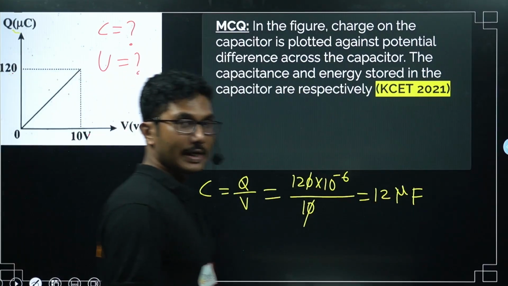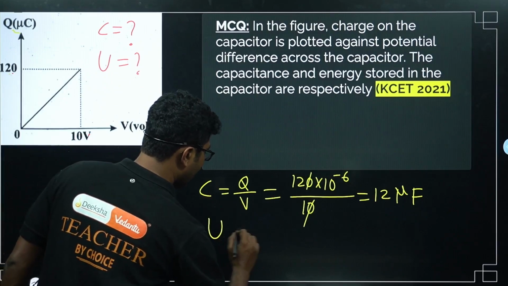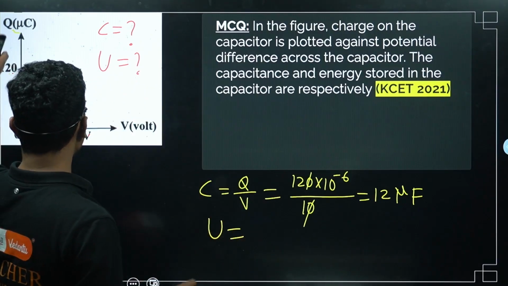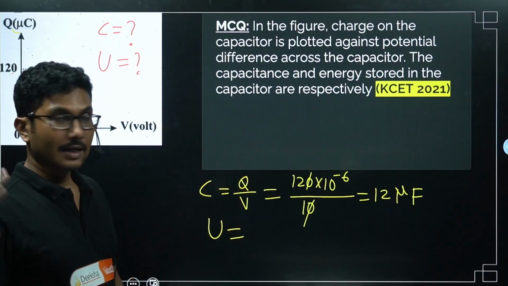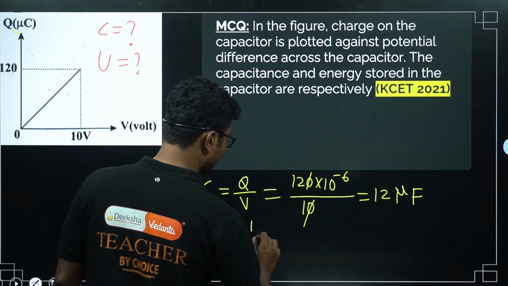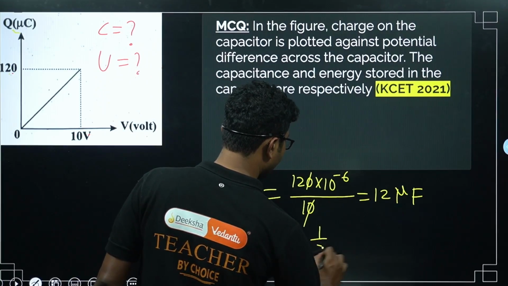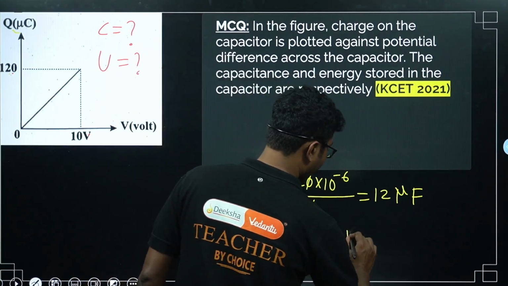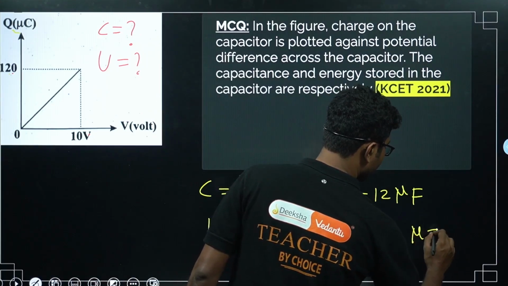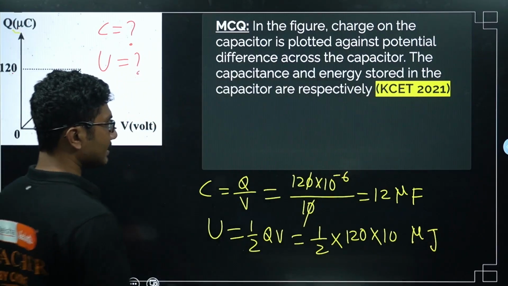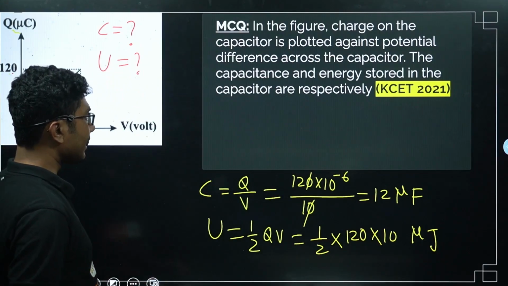Now, what else do we have to calculate? We have to calculate the energy stored. Now you can use half CV square, you can use half Q square by C, that is also fine, or you can use half QV. We have already calculated C, but let me use the simpler formula because these two values are given. Half QV, Q is 120 times 10 volt. Because Q is given in microcoulomb, we can simply write this as microjoules.